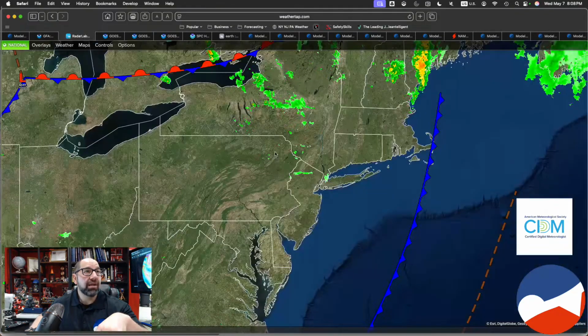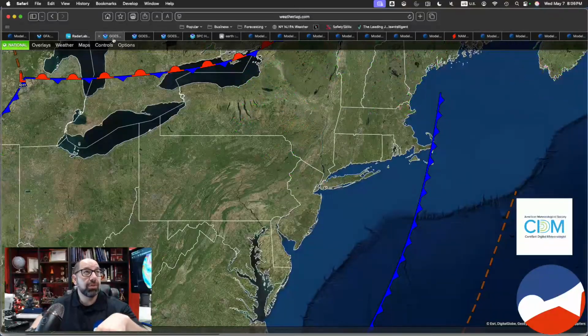So it's beautiful out there. And the reason why it's beautiful is high pressure is gradually building in. Our upper level low is pulling away.